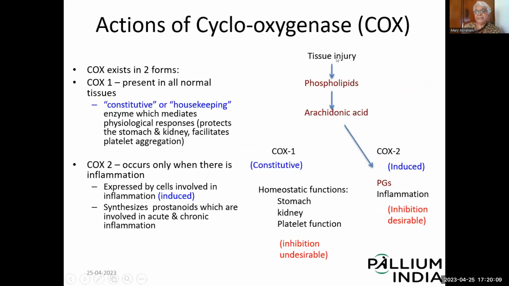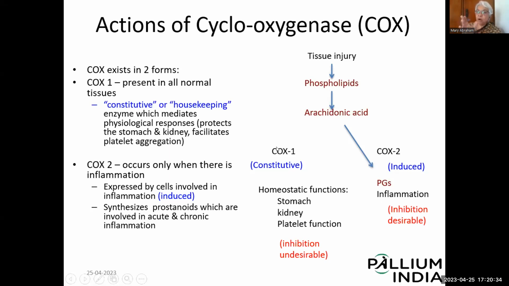So like I mentioned, when there's tissue injury, there is a release of phospholipids, and it produces arachidonic acid, which is acted upon by the COX-2 enzyme and causes the prostaglandin. And that is the one that causes inflammation. So the cyclooxygenase enzyme exists in 2 forms. One is COX-1 and one is COX-2.